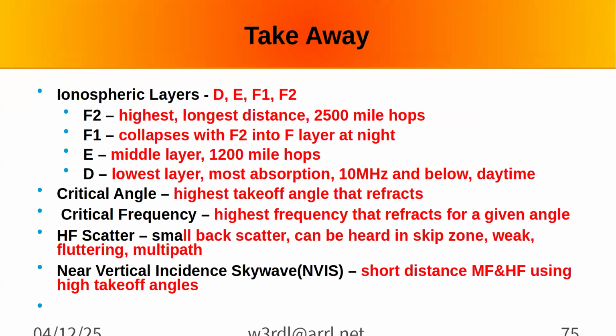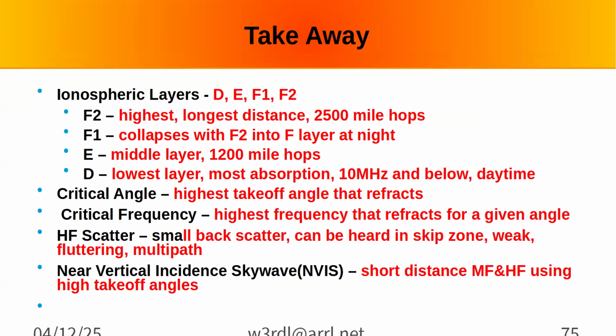Okay, so we talked about the ionospheric layers, really three, but F1 and F2 occur in daytime. So actually, I guess you could say there's two at night, four in the day. Average of three. Critical angle is the highest takeoff angle that still refracts back to the Earth. The critical frequency is the highest frequency to refract back to the Earth for a given angle of incidence or takeoff angle.